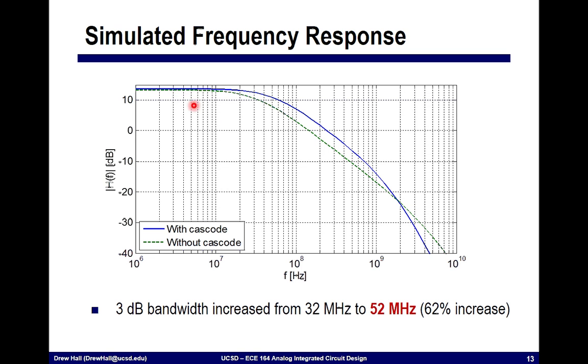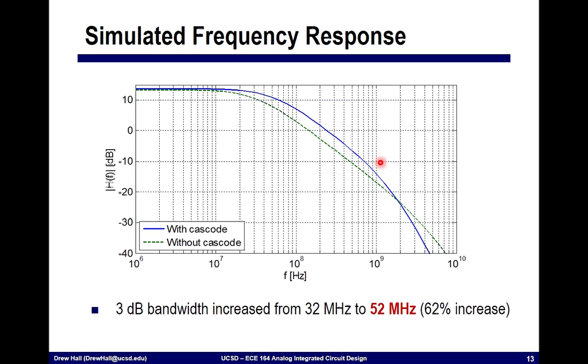Now, this blue line shows what happens when we added the cascode. We haven't changed the input size. We haven't changed anything. All we did was add the cascode device. So the first thing to notice is that we have more bandwidth, and this bandwidth essentially is extended because we're mitigating the Miller effect.